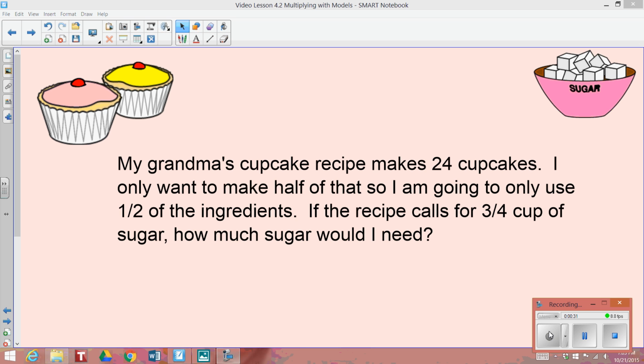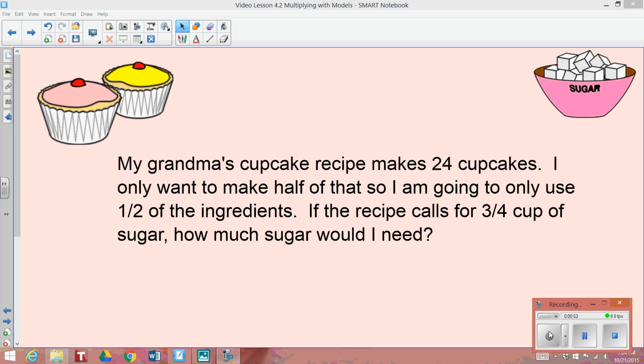So, for example, my grandma's cupcake recipe makes 24 cupcakes. I only want to make half of that, so I am going to use only half of the ingredients. If the recipe calls for 3/4 cup of sugar, how much sugar would I need? And this is a real-world problem. This happens all the time with your family members.